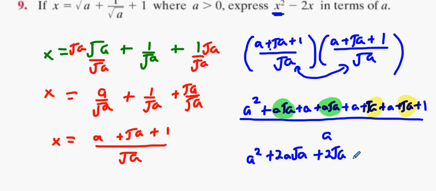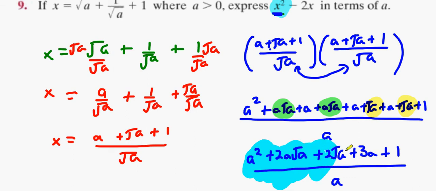How many A's do I have? 1, 2, 3 of them. And the number at the end? 1. All divided by A. Alright. I have successfully gotten x squared. That's as far as I've gotten so far.